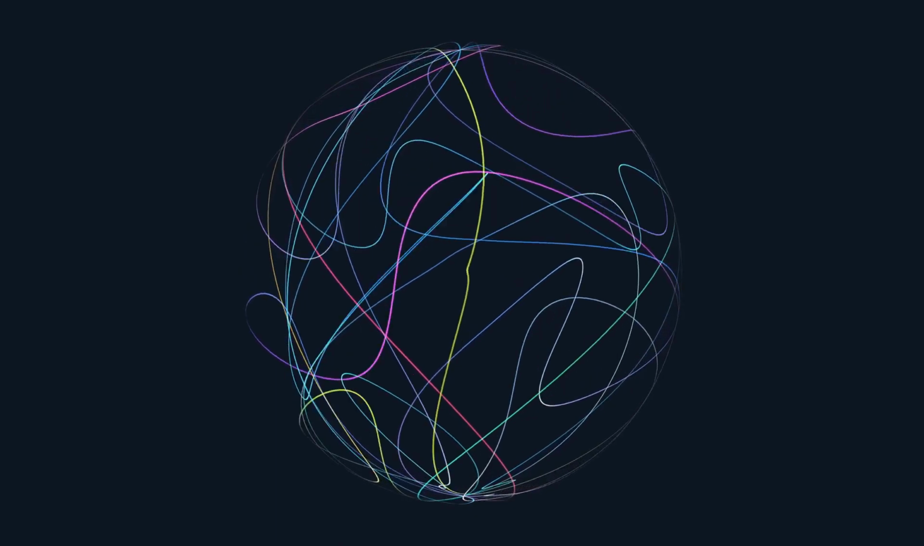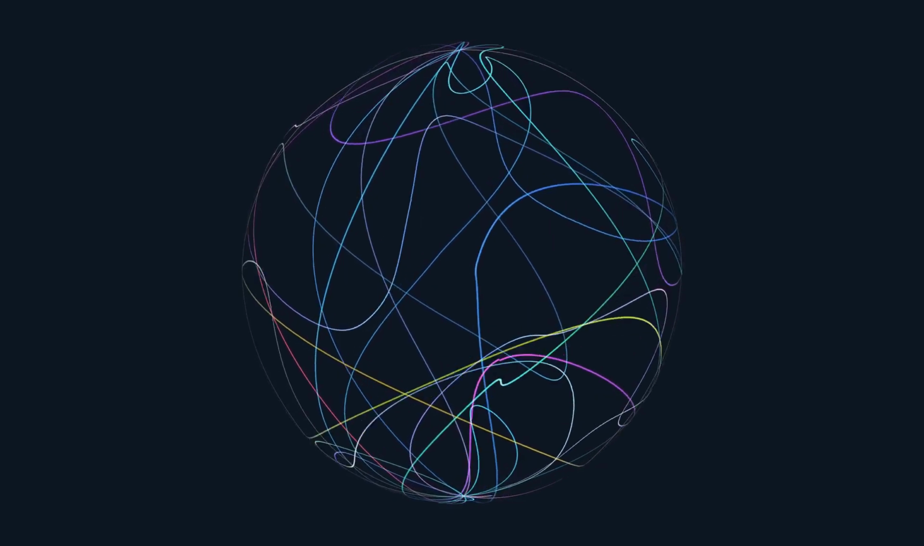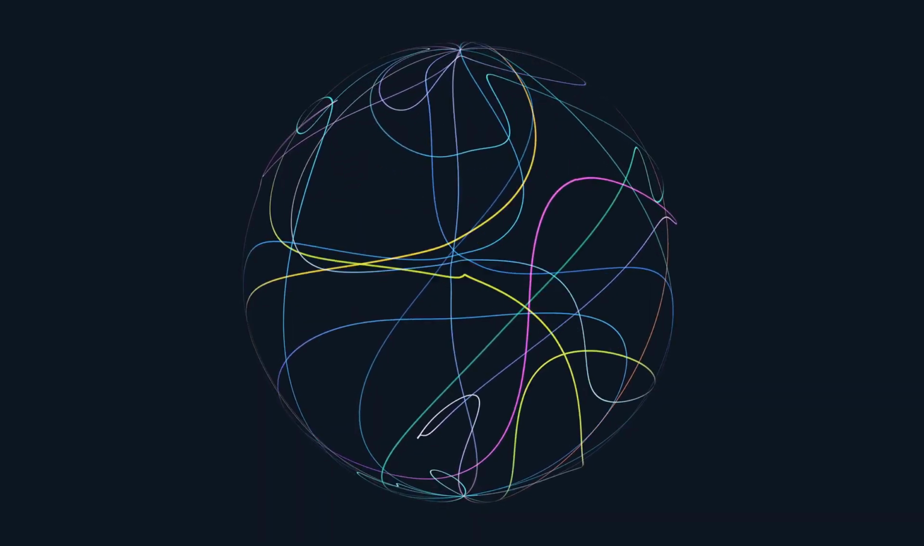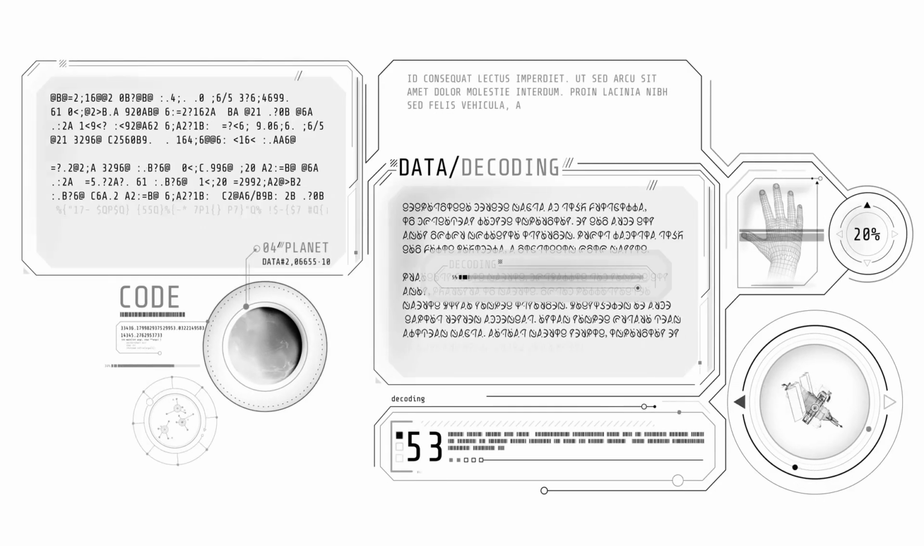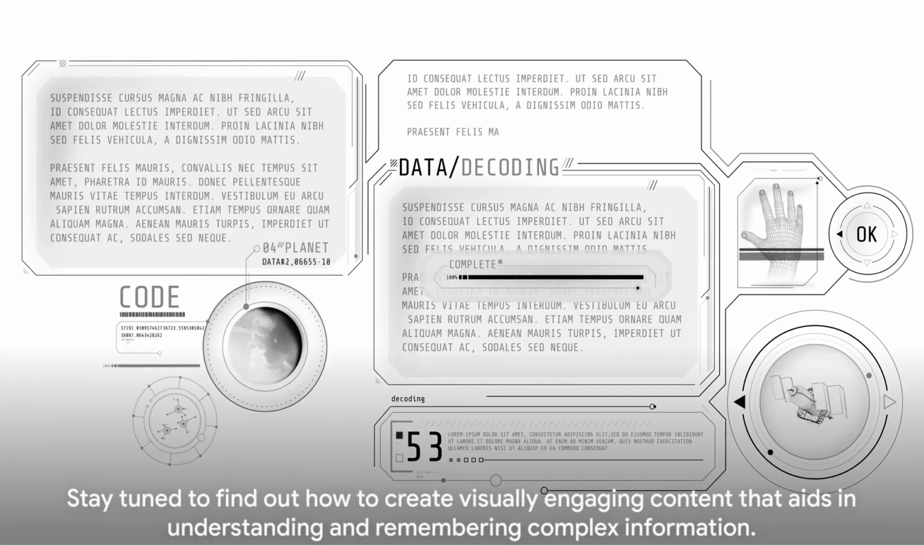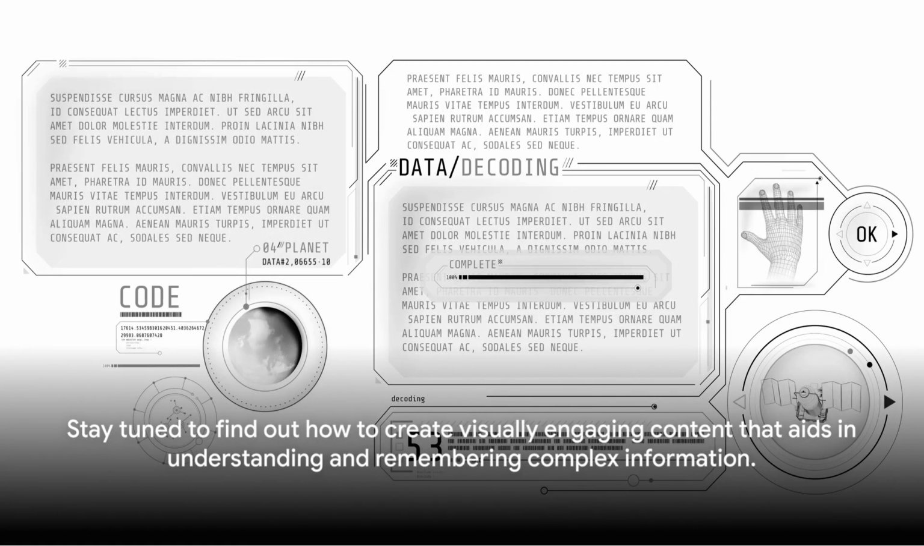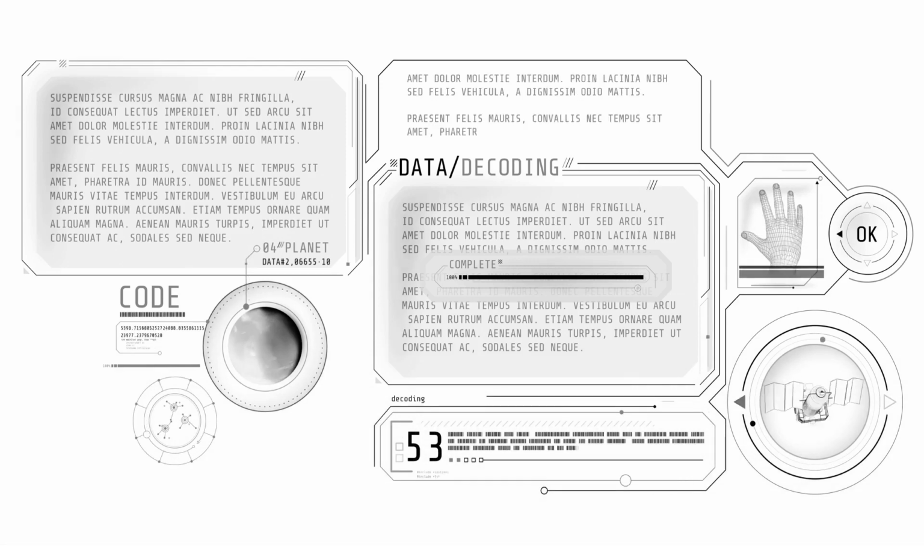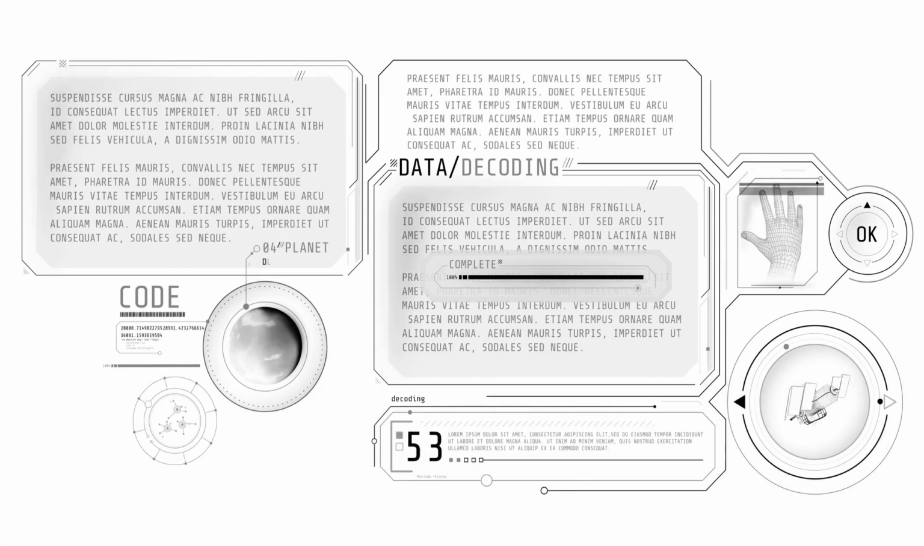It's about transforming the abstract into the tangible, the complicated into the simple, the hard to grasp into the instantly recognizable. By harnessing the power of visuals, we can make information not only digestible, but also enjoyable. Stay tuned to find out how to create visually engaging content that aids in understanding and remembering complex information.